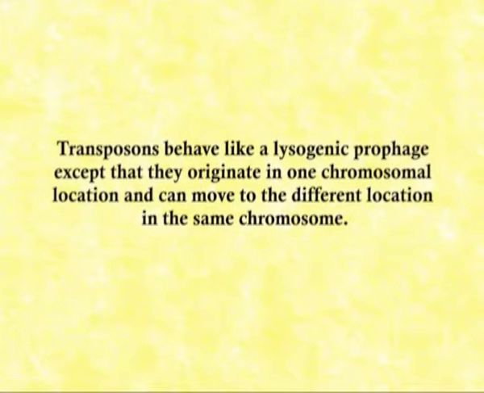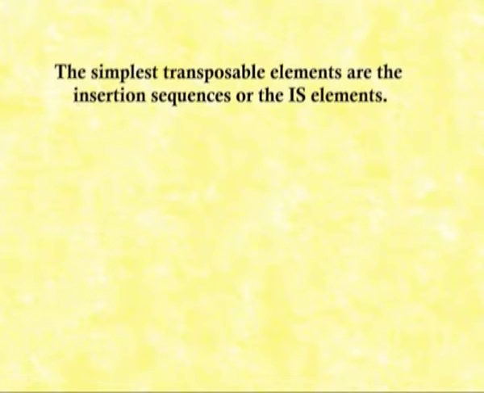These transposons behave like a lysogenic prophage, except that they originate in one chromosomal location and can move to a different location in the same chromosome. Transposable elements differ from phages, that is the viruses, in lacking a virus life cycle, and from plasmids in being unable to reproduce autonomously and to exist apart from the chromosome. The simplest transposable elements are the insertion sequences or IS elements.